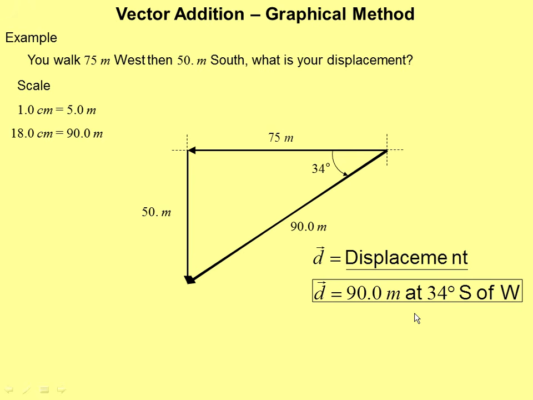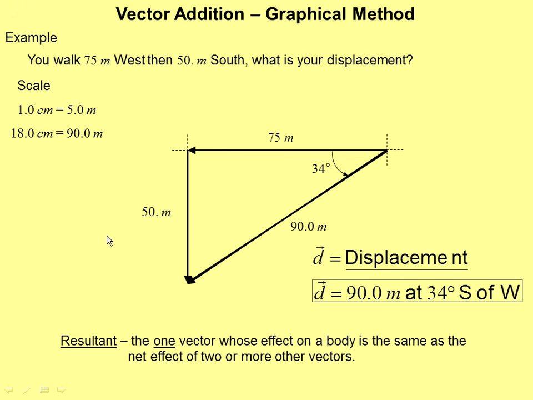Now realize what this displacement tells you. You could walk 75 meters west, 50 meters south, and end up right there. Or you could walk 90.0 meters at 34 degrees south of west and end up in exactly the same place. So notice that this displacement vector replaces the sum of these 2 vectors. And so it's called, in vector algebra language, a resultant. You might call it a resultant displacement.